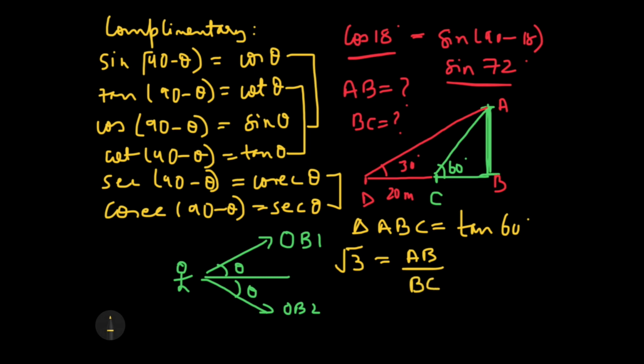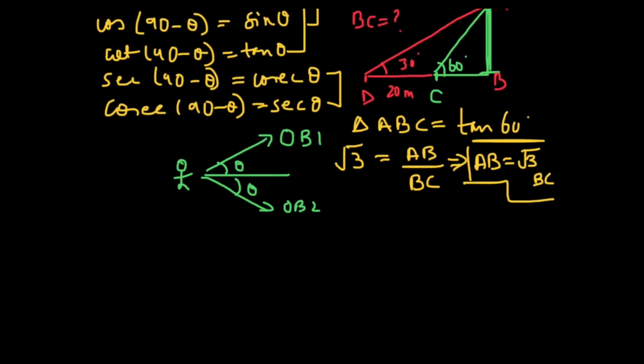But what can I know from here? I can know the relation between AB and BC, and the relation is that AB is actually root 3 times the value of BC. Alright, this is something which I will save for future because I will need it. Now let's scroll down and complete the question. The next triangle which I will be considering for myself is ADB.